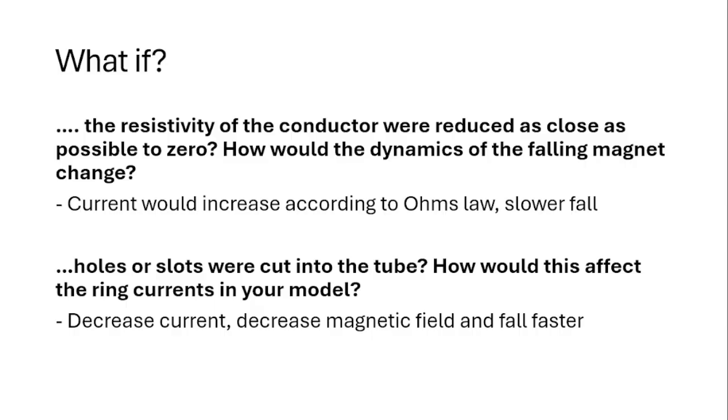Now what would happen if the resistivity of the conductor were reduced to close to 0? Well, the current would increase using Ohm's law, and this would cause a slower fall due to the increasing current, which would increase the induced magnetic field by the aluminum. Now what if holes or slots were cut in the tube, and how would this affect the ring current within the model? Well, this would decrease the current, and a decrease in current would decrease the induced magnetic field, causing a faster fall as the magnet travels through the tube.